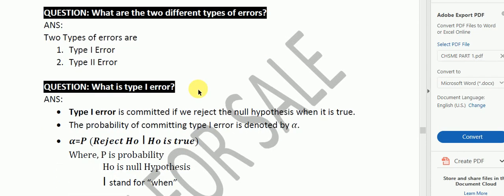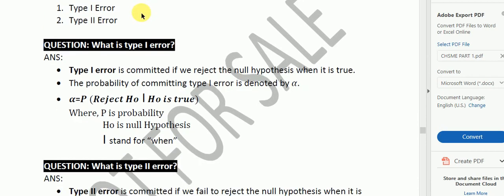Okay, so basically in inferential statistics we have two types of error, type 1 and type 2 error. So what's type 1 error? Type 1 error is committed if we reject the null hypothesis when it is true. So if we reject the null hypothesis even when it's true, this means that we are committing the type 1 error. So the probability of committing the type 1 error is denoted by alpha.